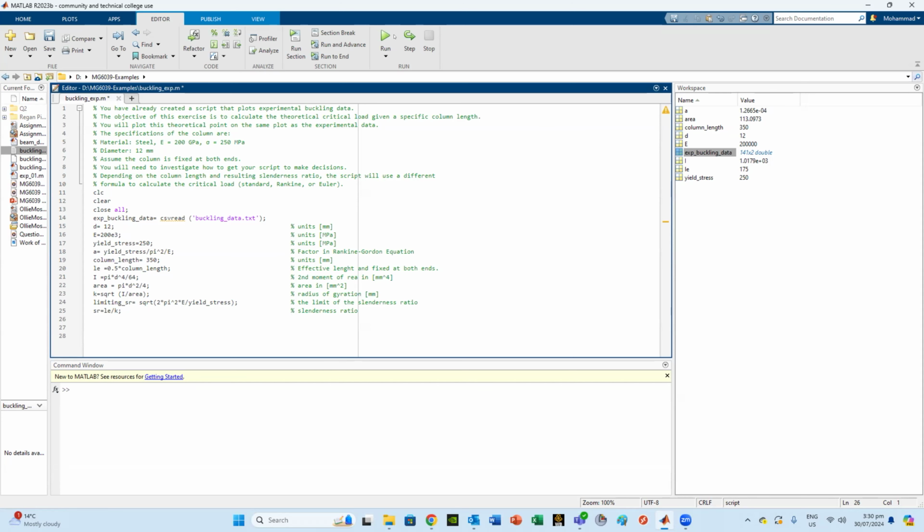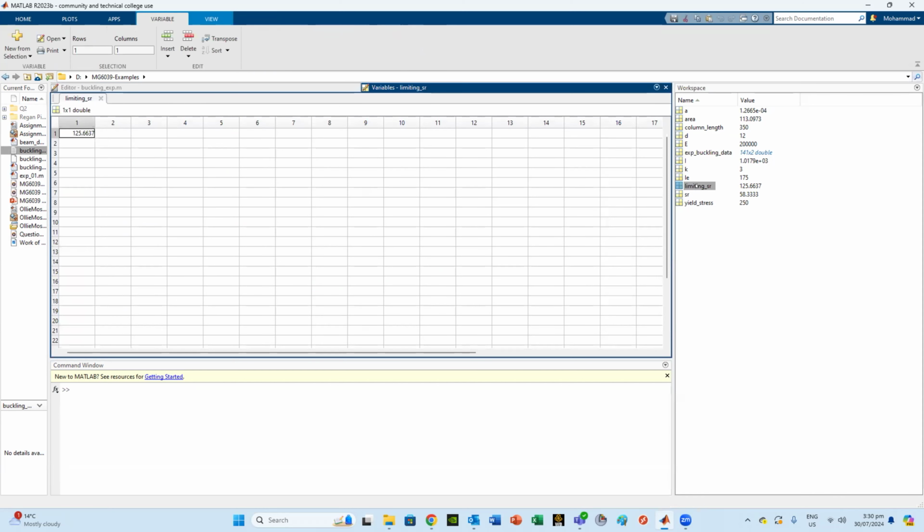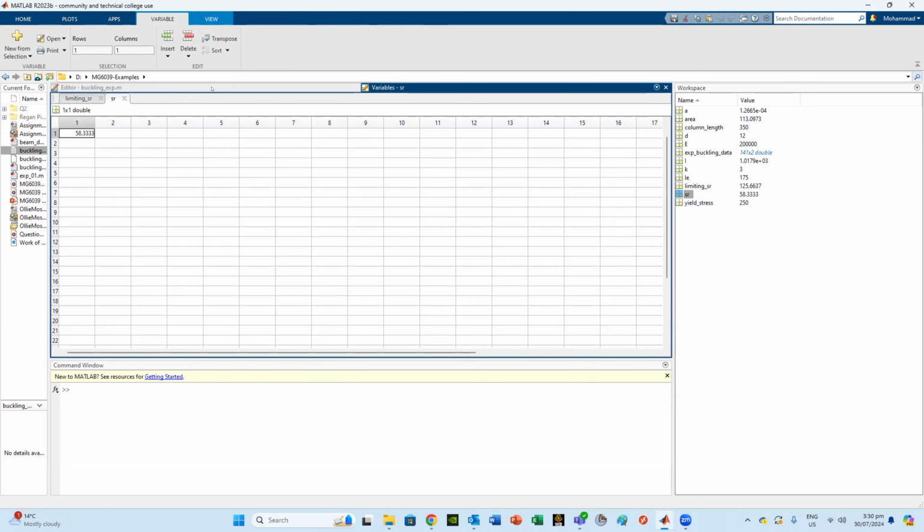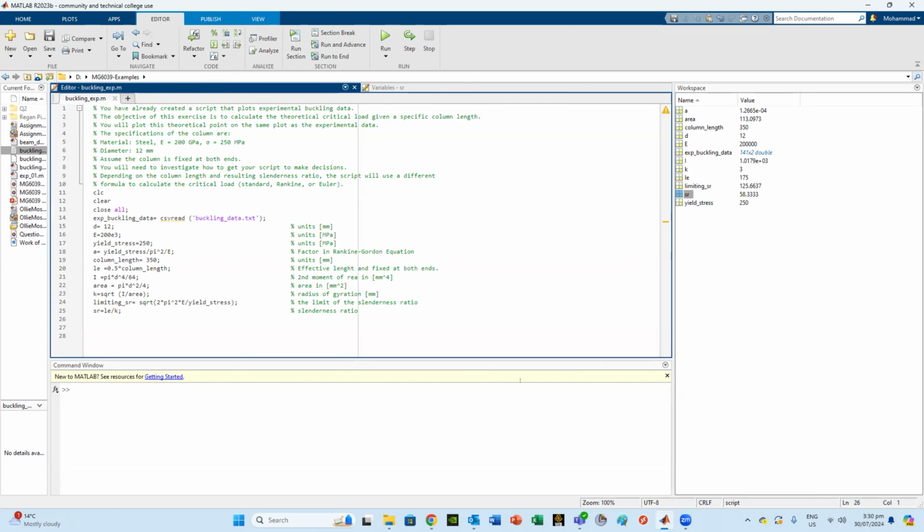I can run the script and see what it will show me. So I got the limiting slenderness ratio, which is 125.663, and the slenderness ratio is 58 for that example. So definitely I am below the limit for it, and therefore I need to write my if statement for that.